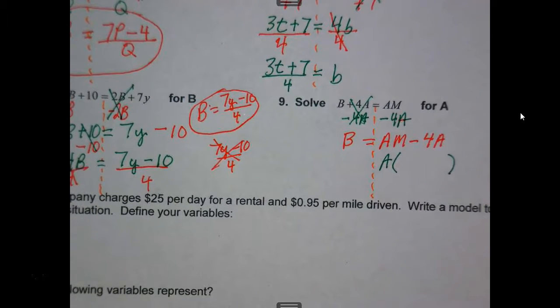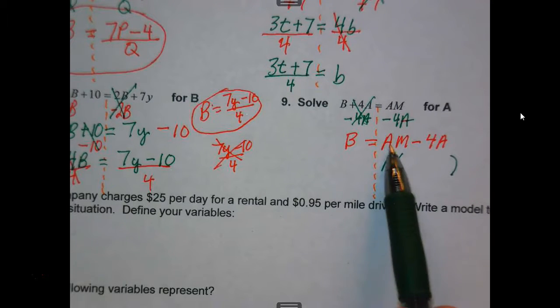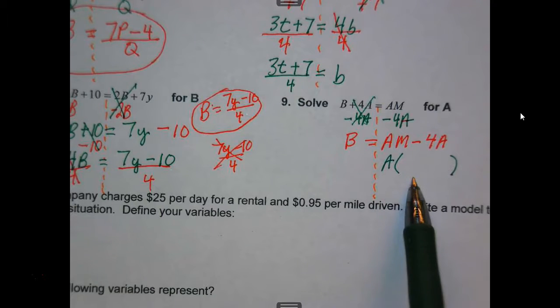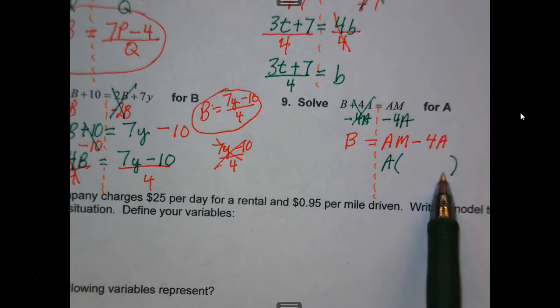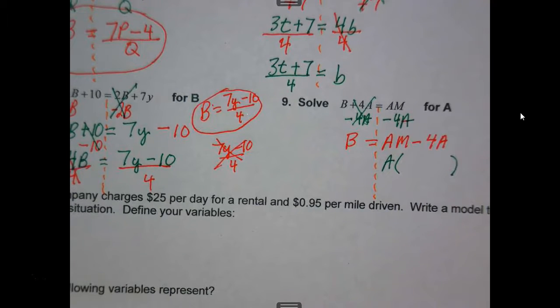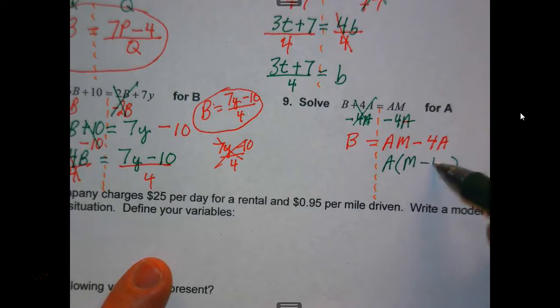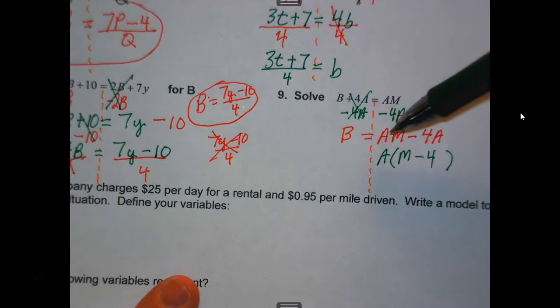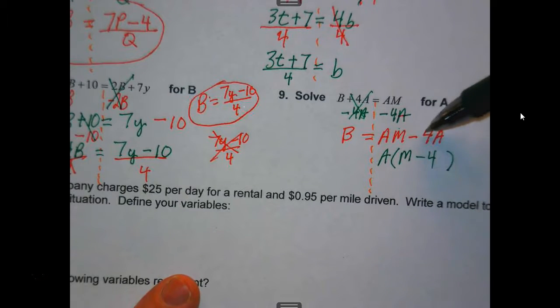Okay? Because this is already multiplied out, I have two terms. I'm going from two terms to one term, then you divide. Here, I have one term and I'm going to two terms, so I have to multiply. Does that make sense? What I'm really doing is taking AM divided by A gives me M, or negative 4A divided by A is negative 4.